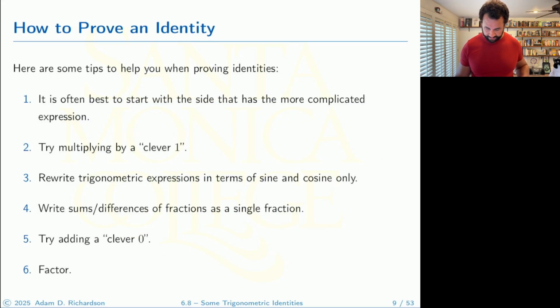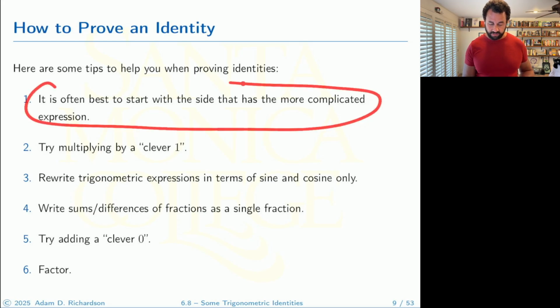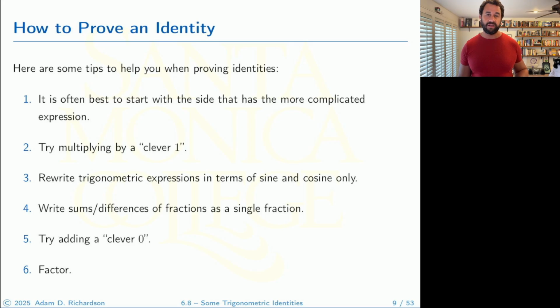So here are some tips. There's a lot of flexibility there. What are some tips, some guides? Here's what I would recommend. For one, it's usually best to start with the more complicated expression. That's really just because you won't have to invent as many things to prove the identity. So pick the side that looks more complicated and start massaging it, and then work out the kinks until you get to the other side.